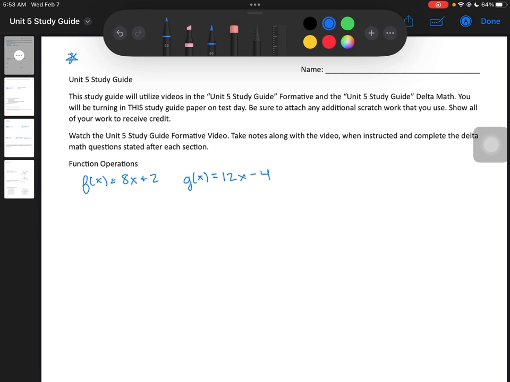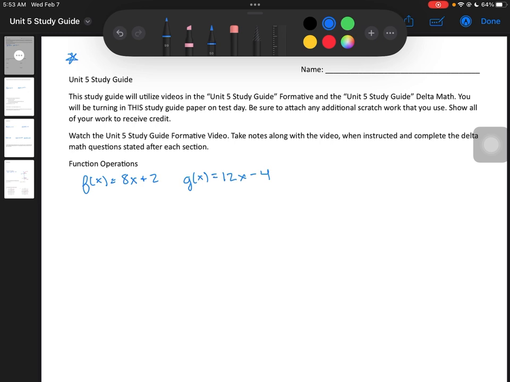Alright, so this Unit 5 study guide is helping us prepare for the Unit 5 test. You'll be watching this video and completing some practice problems along with doing the Unit 5 study guide Delta Math, because when I asked everyone how they wanted to review, this is what they said they thought would work best: some Delta Math, Formative combination.